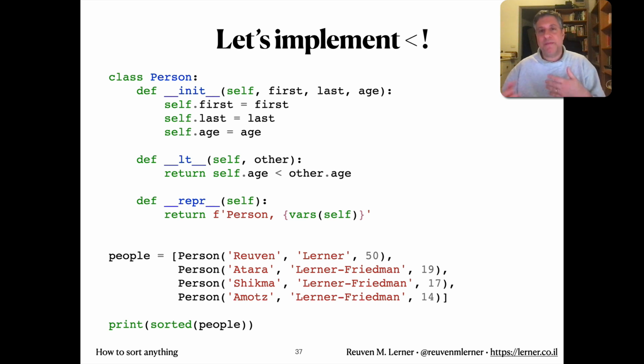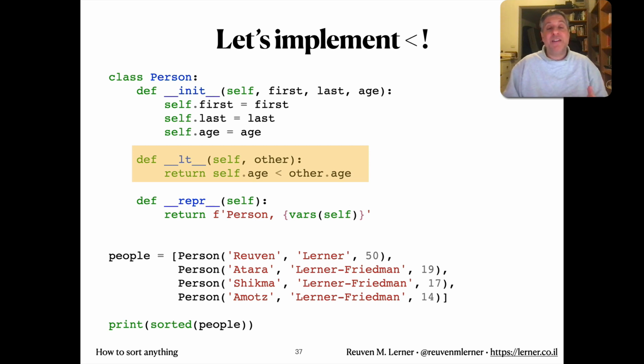And so if we add the correct method to our class, we'll be just fine. So here, in addition to the dunder init and dunder repr, I've added dunder lt for less than. And so by adding less than, now I can sort the people in my list, and it works just fine. I have 4 person objects. I can print sorted of people, and it works out great thanks to this method.